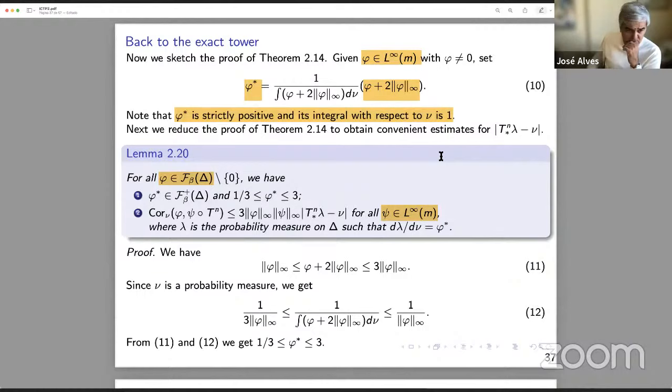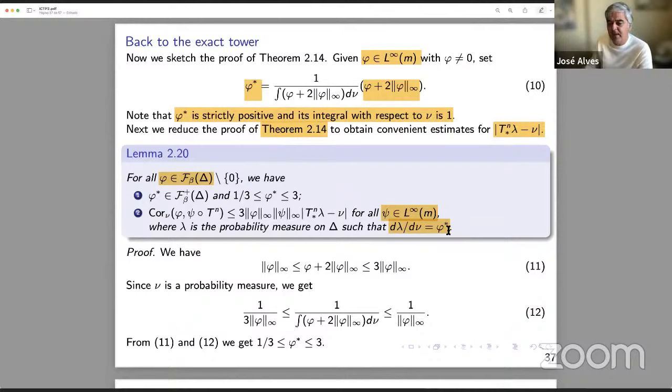So the idea is to reduce the proof of the decay of correlations theorem to convenient estimates for this. What is this? I didn't say what lambda is. Lambda will appear here, and it's defined here. Lambda is a positive measure whose density with respect to nu, the natural invariant measure in the tower, is that phi star.